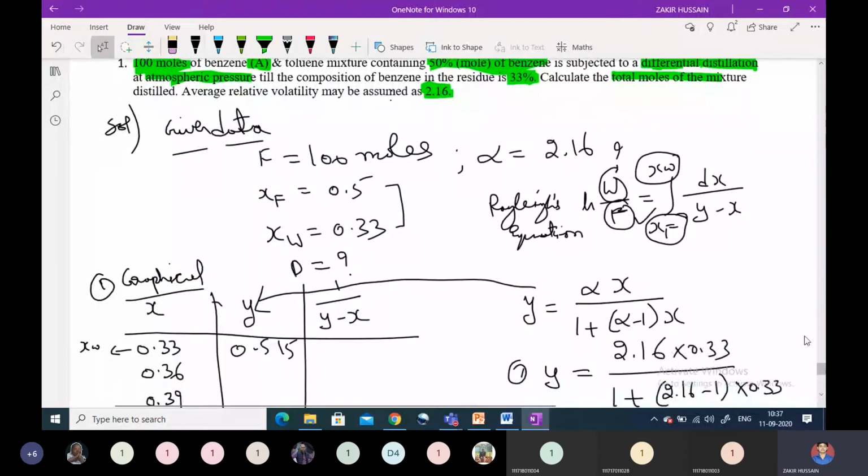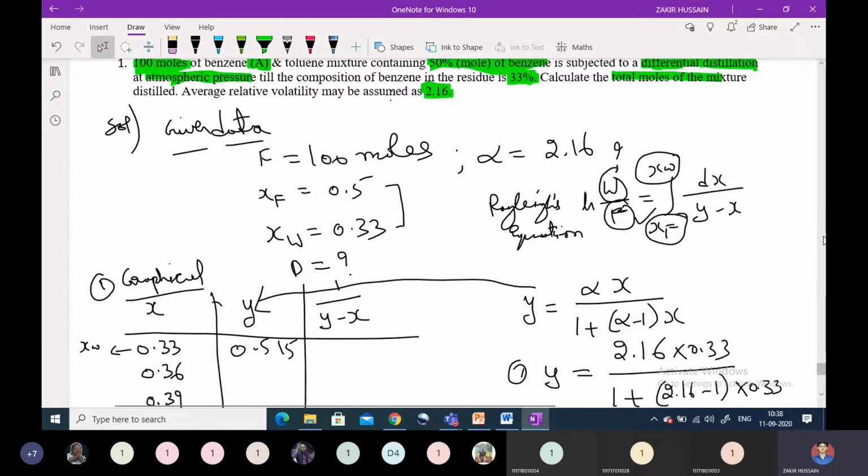Okay, the given data we already noted. F is equal to 100 moles and xF, the mole fraction of the more volatile component in the feed, is 50 mole percentage, so we take xF equal to 0.5. Then xW is already given as 33 percentage, and we have to estimate W. Since this is a differential or simple distillation, we use Rayleigh's equation: ln(F/W) is equal to the integral from xW to xF of dx by (y minus x).